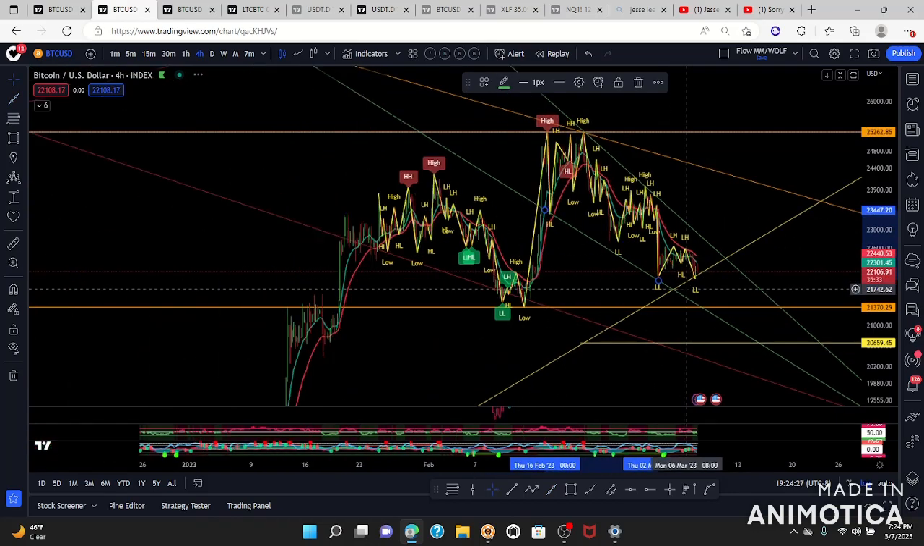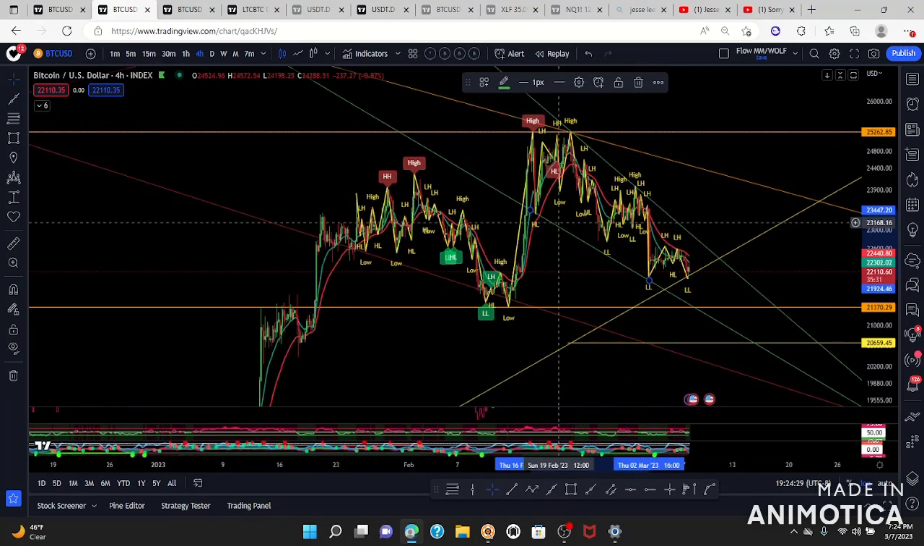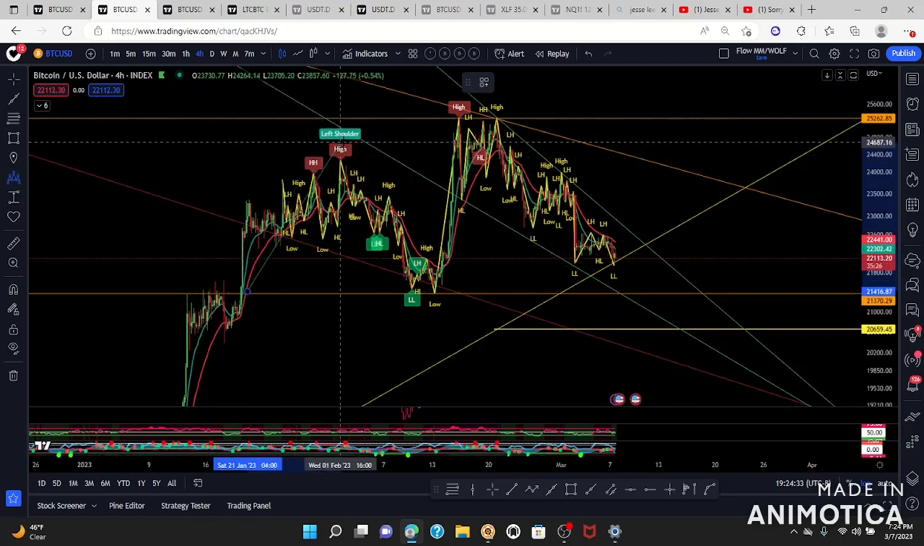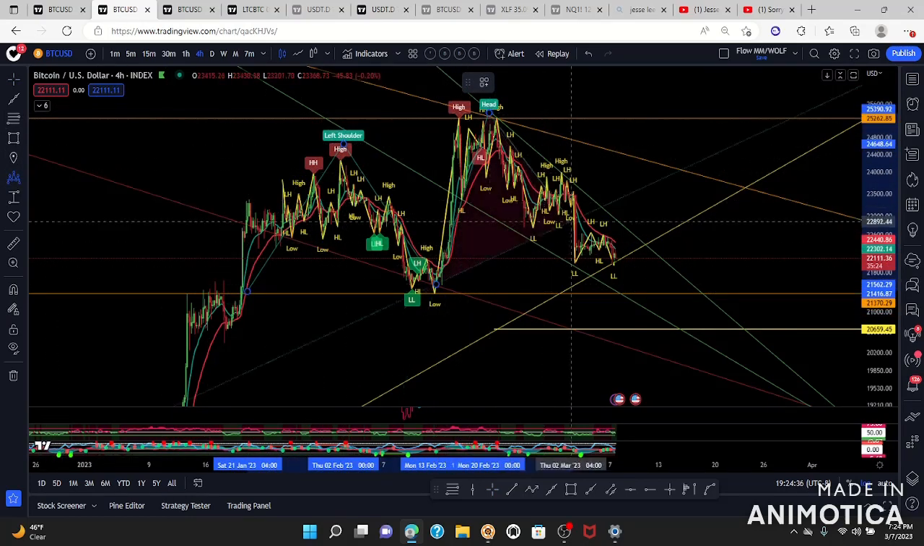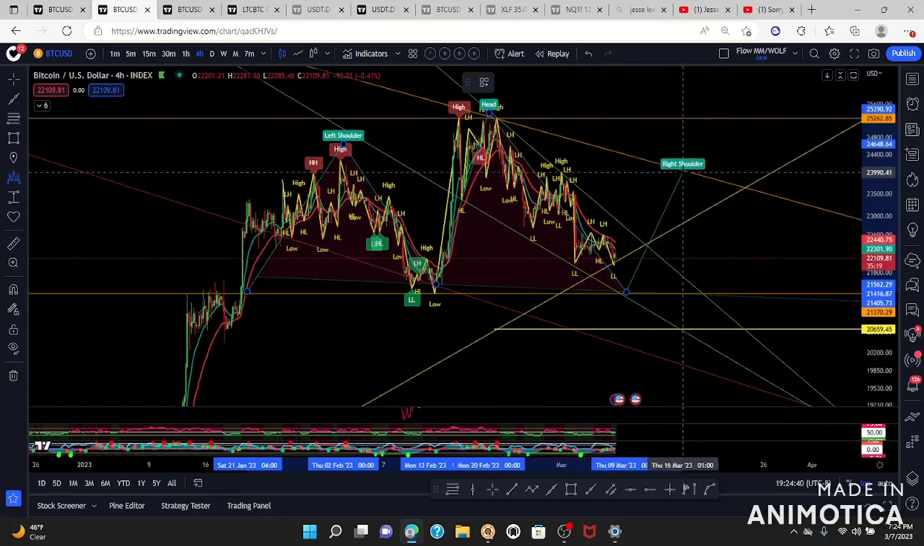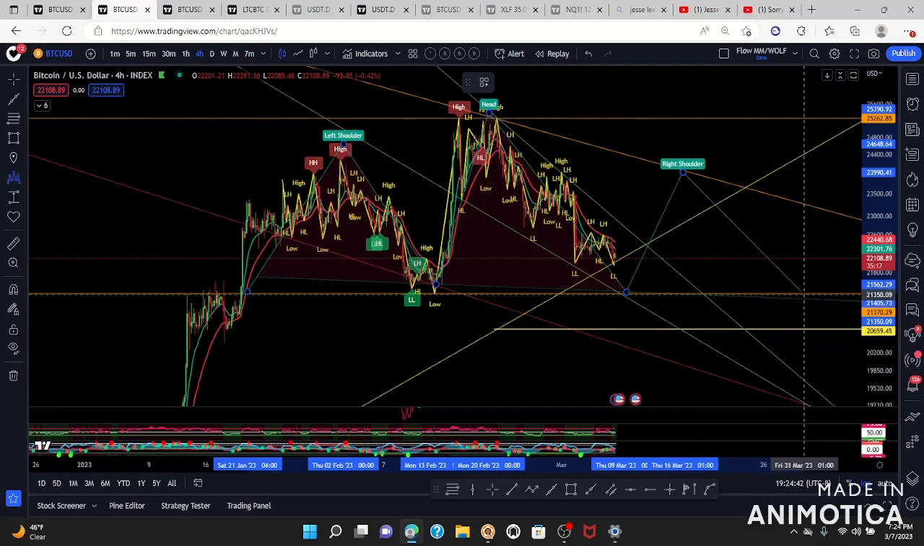So this looks like a falling wedge too. So that's what I think. I really think this is going to be the play, the next play, with that falling wedge, right? Because a falling wedge is a break to the upside, giving us that right shoulder and then come down.